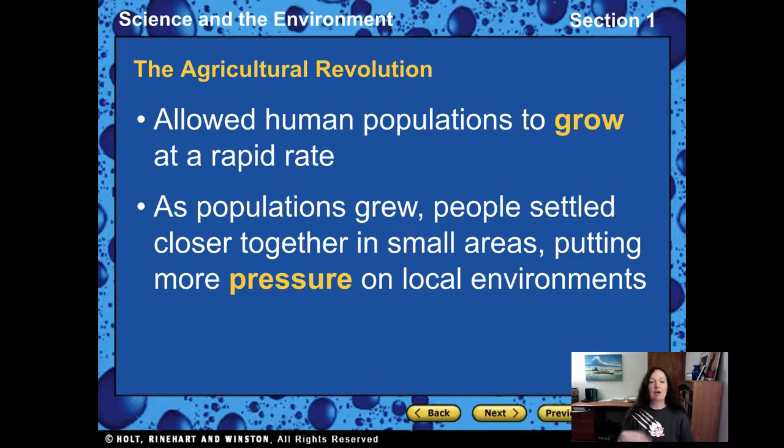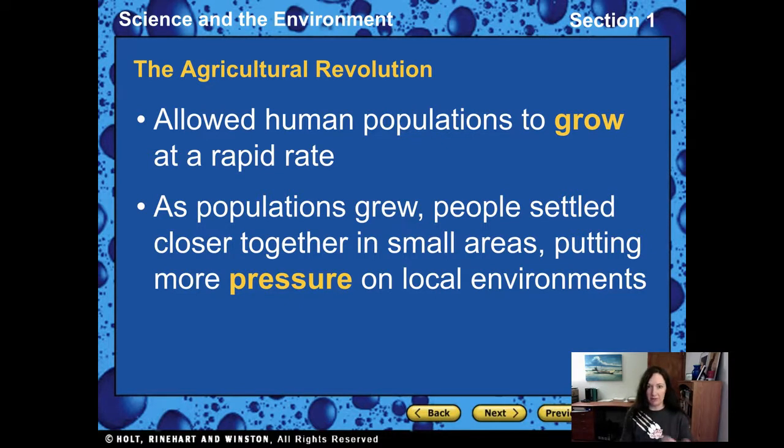It allowed our population to grow at a very rapid rate. And we started to settle down into one area. Instead of leaving and going to hunt for new animals or look for new plants, we could stay right where we were. So our population grew, we came closer together into smaller areas, and that impacted the local environment a lot more because you didn't have people moving on and letting the environment recover. They just stayed put and changed that environment completely.